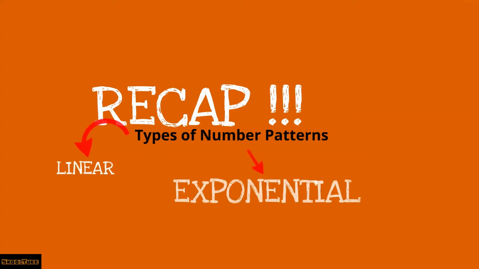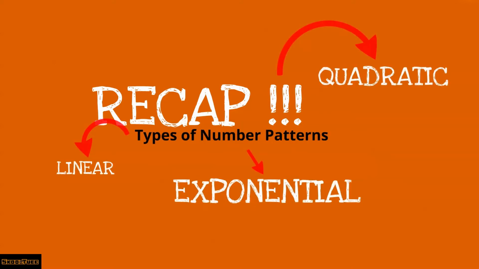Now in grade 11, you learned about the types of number patterns there are. These are the linear, exponential, and quadratic number patterns. Let's elaborate on the linear. Now a linear sequence or number pattern is also known as an arithmetic sequence. Let's look at an example.